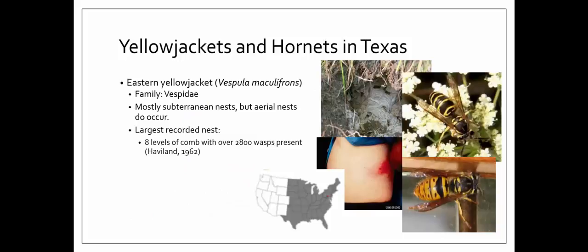The eastern yellow jacket, species name Vespula maculifrons, is classified within the family Vespidae. Their bodies are primarily black with yellow markings. One identifying characteristic is that the first abdominal segment will have a wide, anchor-shaped black marking on the dorsal side. It creates mostly subterranean nests, but aerial nests do occur. The largest recorded nest found for this species had 8 layers of comb and contained over 2,800 wasps. These are considered beneficial insects because they help manage populations of other unwanted insects.